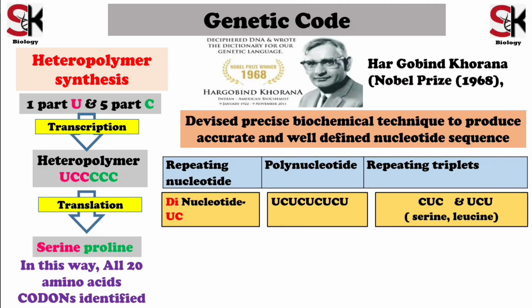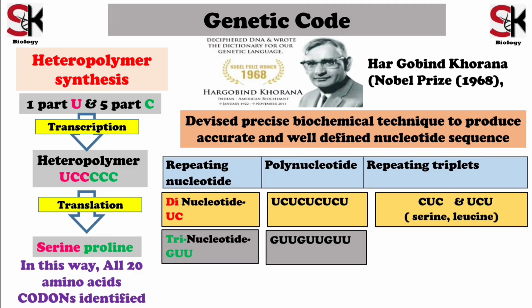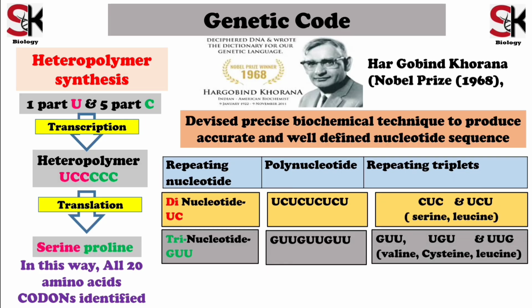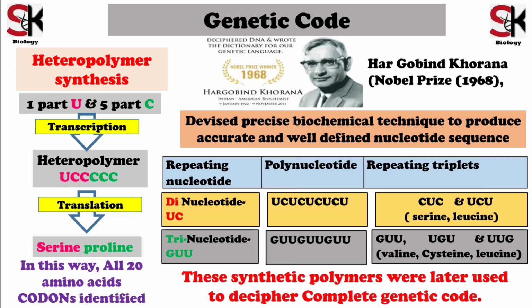Then he used the trinucleotide GUU. The polynucleotide produced is GUU repeats. This heteropolymer resulted in the formation of 3 codons GUU, UGU and UUG, and the respective amino acids for these codons are valine, cysteine and leucine. Such synthetic polymers were later used to decipher the complete genetic code.